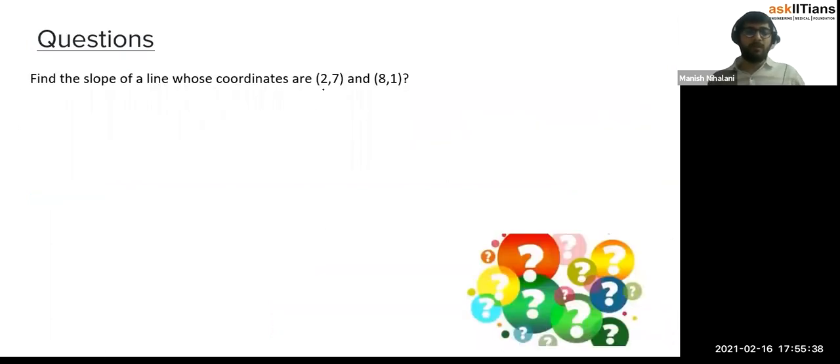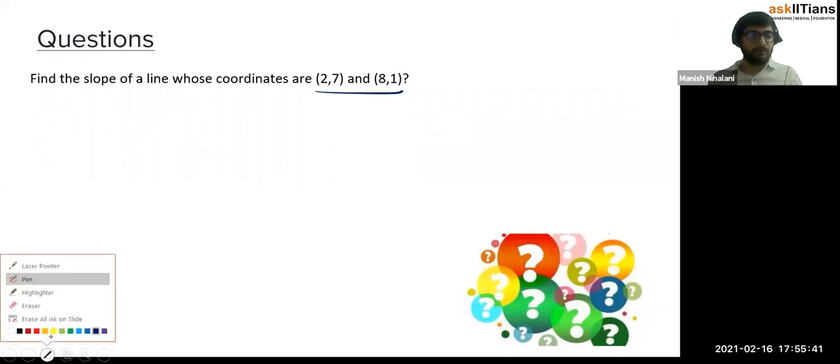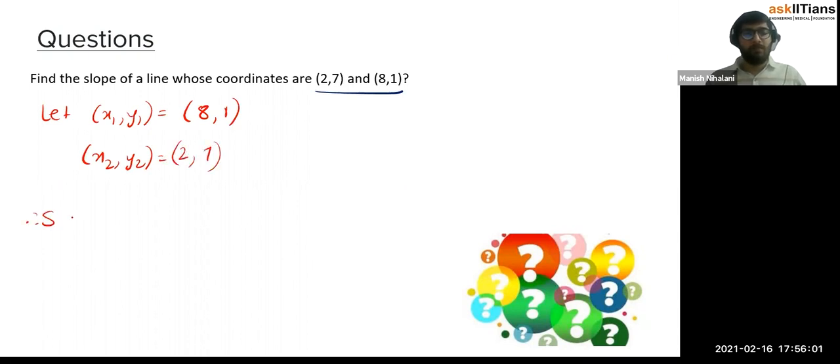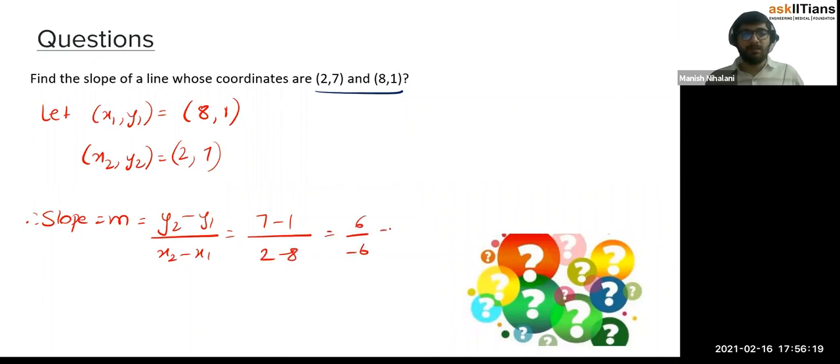Now you have to find the slope of the line whose coordinates are this. In this case let's do the opposite because some of you still might have doubt. So let's say x1 comma y1 is 8 comma 1, x2 comma y2 is 2 comma 7. So the slope formula is m, it is denoted by m, it is equal to y2 minus y1 by x2 minus x1. So y2 minus y1 would be 7 minus 1, x2 minus x1 would be 2 minus 8. So this would be 6 by minus 6, which is just minus 1.